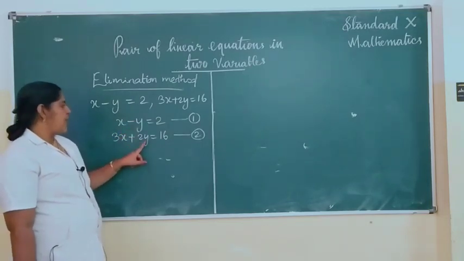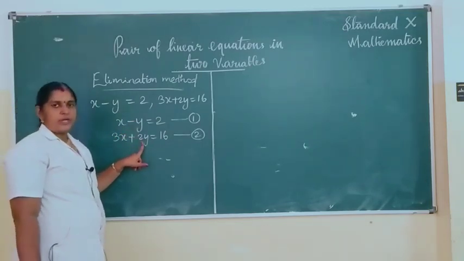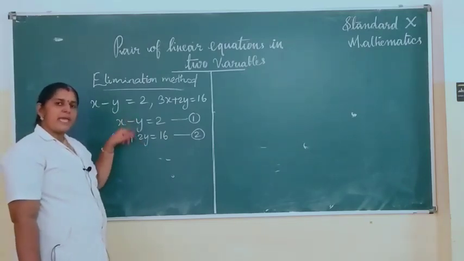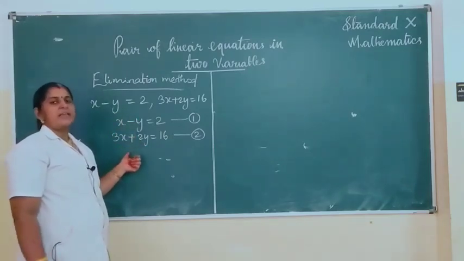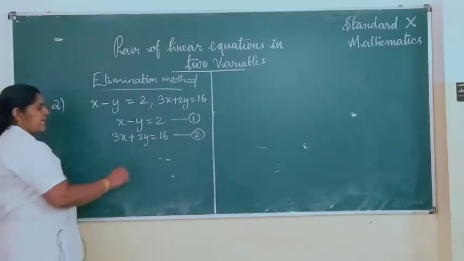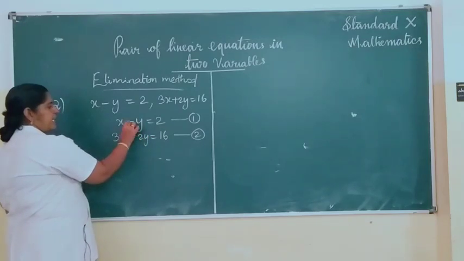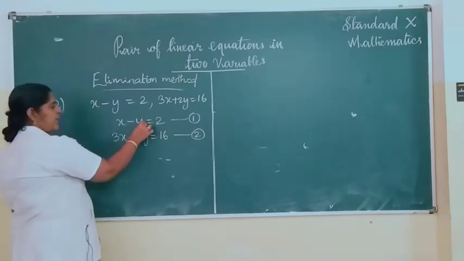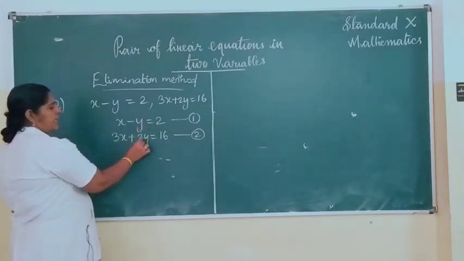Here the coefficient is 1, minus 1, and here it is 2. So what you want to do? Either x or y, you want to make it the same coefficient so that we can eliminate. Now you see here, if you select this y, here minus and plus, so that we can easily eliminate, so we can make this y's coefficient 2, that is 2y.